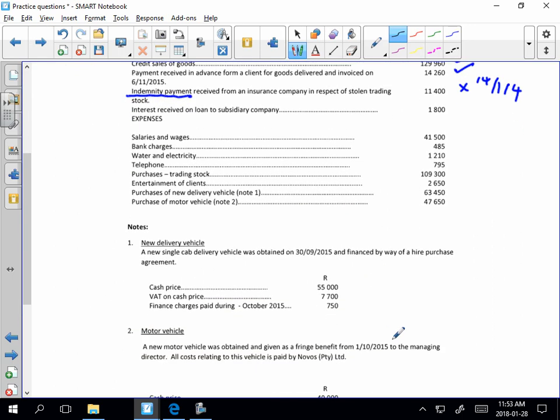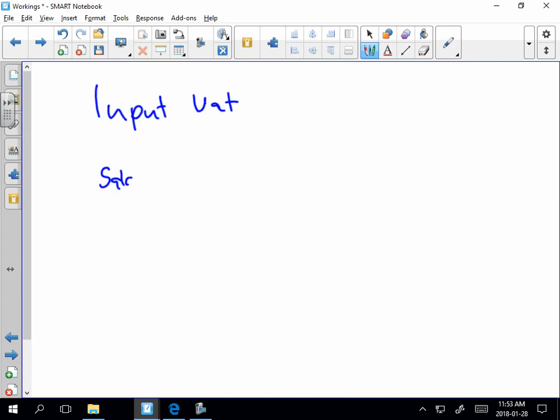Salaries and wages. Who remembers what happened? What happens from a salaries and wages perspective? Zero rated, exempt, not carrying on an enterprise, correct. Salaries, not carrying on an enterprise. So therefore, nothing.